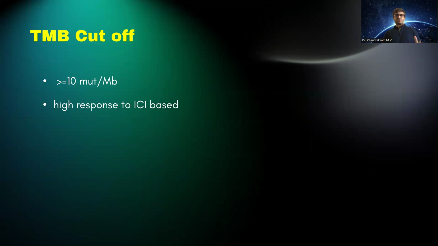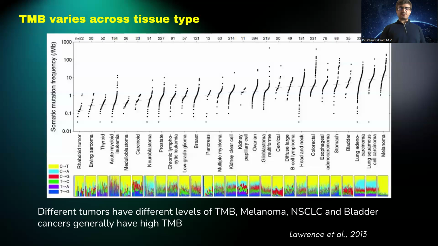Okay, now coming on to tumor mutation burden. The cutoff of tumor mutation burden is more than or equal to 10 mutations per megabase. It has a high response to immune checkpoint inhibitors. Remember, there is an inherent TMB. For example, in a melanoma or a small cell lung cancer, there is an inherently high TMB.